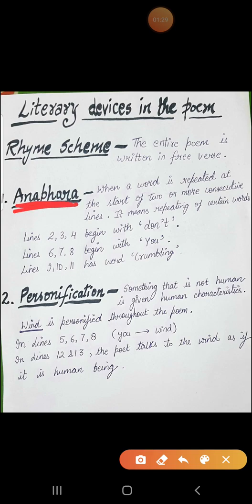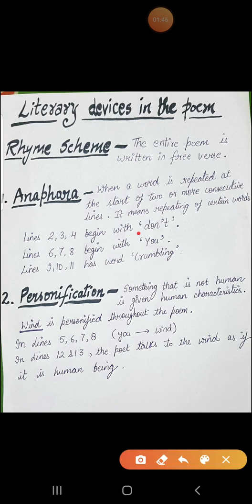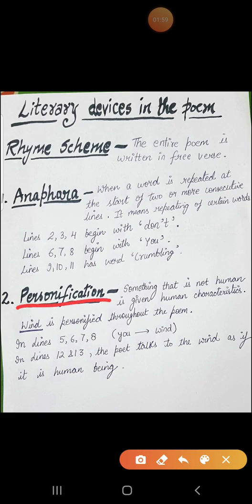I discussed about anaphora in your last poem also, that when a word is repeated at the start of two or more consecutive lines, or it simply means repetition of certain words. Like if you can see in lines 2, 3 and 4, it begins with don't. Then lines 6, 7 and 8, it begins with you, and lines 9, 10 and 11 has word crumbling a lot of time. Alright.